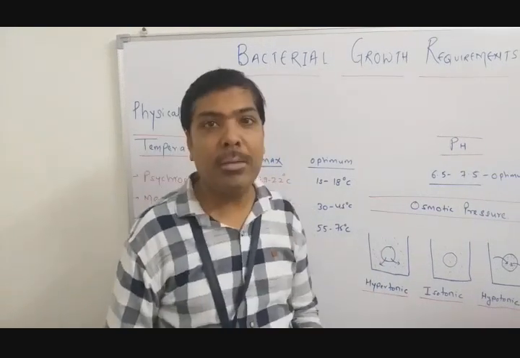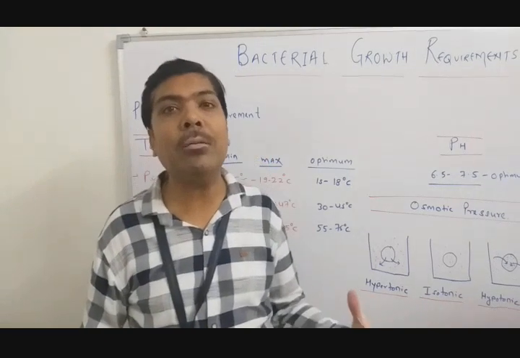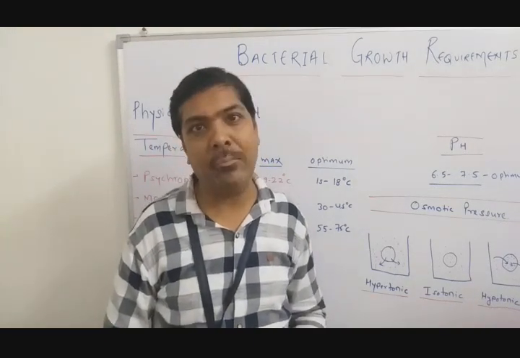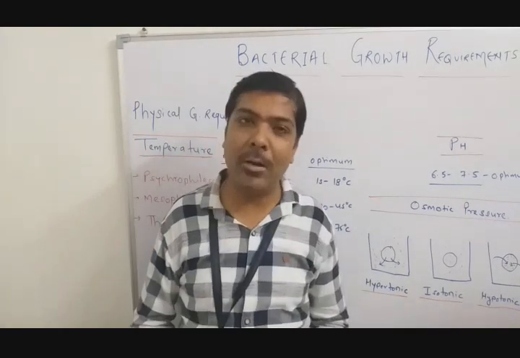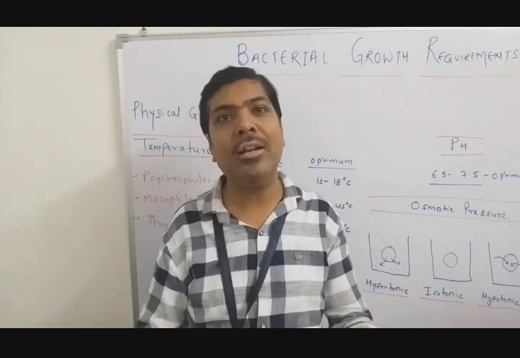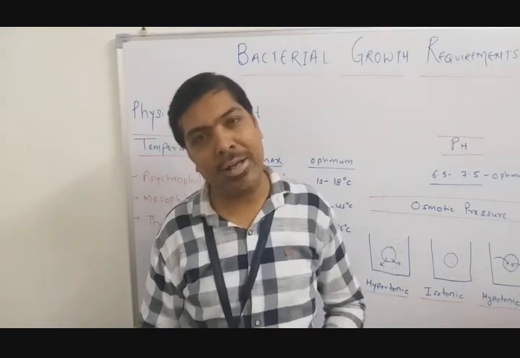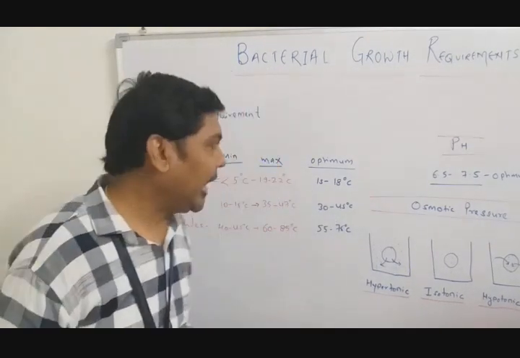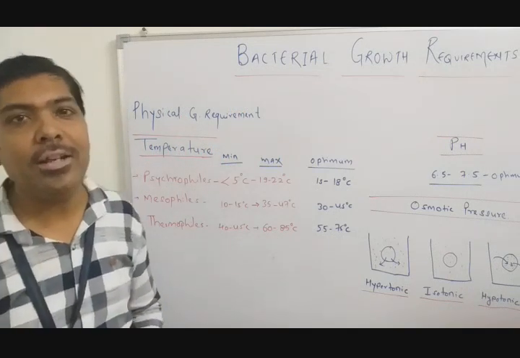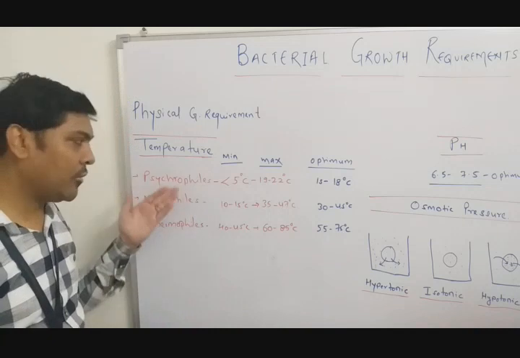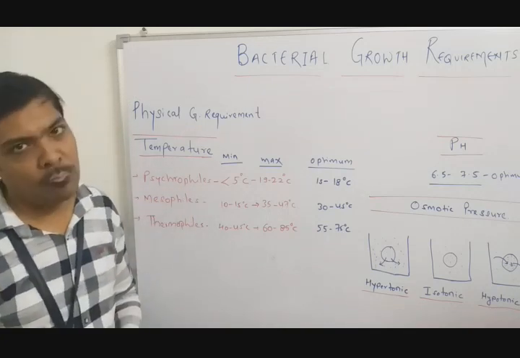And if you talk about the maximum growth temperature requirement, it is exactly the maximum temperature that can be tolerated by the bacteria. But if you talk about the optimum temperature requirement, it is actually the range of temperature in which the growth of the bacteria can take place in the maximum numbers. Again, on the basis of temperature, the bacteria can be classified into three categories. Number one are the cryophiles, number two are the mesophiles, and number three are the thermophiles.